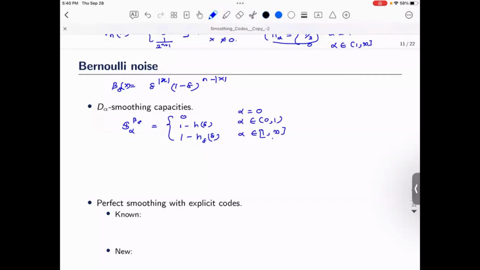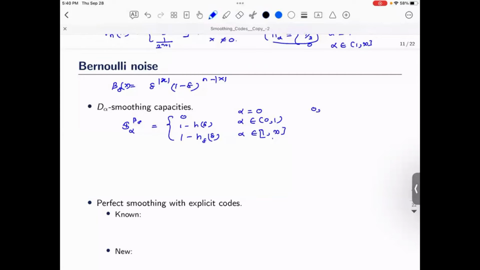So one general remark: when alpha is below 1, there are some kind of competing effects. Therefore, you cannot obtain a very general form for smoothing capacities. But if you consider a noise kernel separately, for instance, Bernoulli noise or Ball noise, then if the noise kernel is sufficiently nice, you can have an expression.